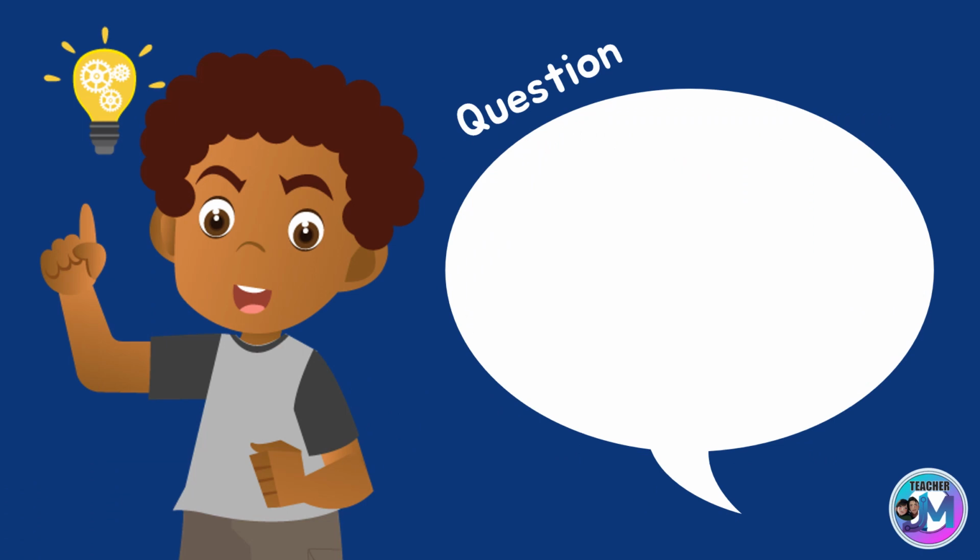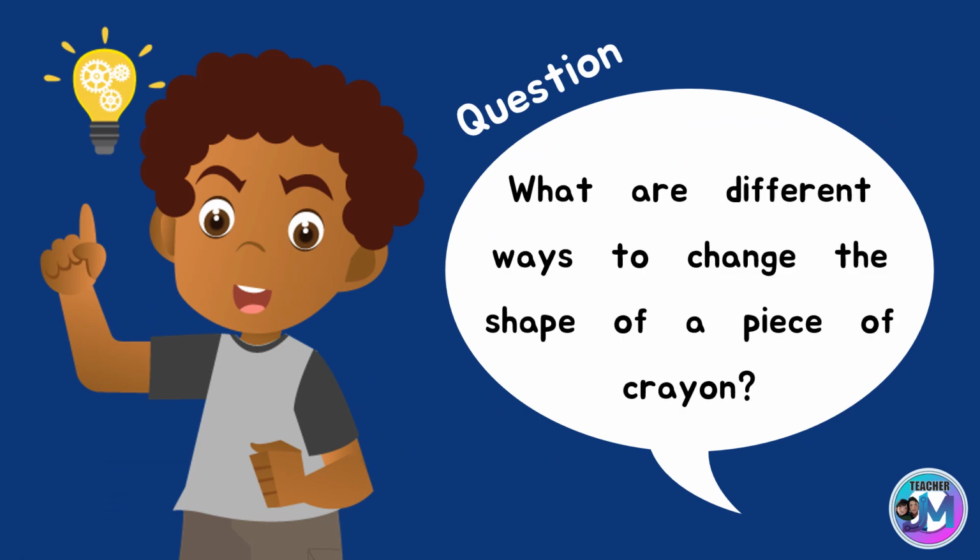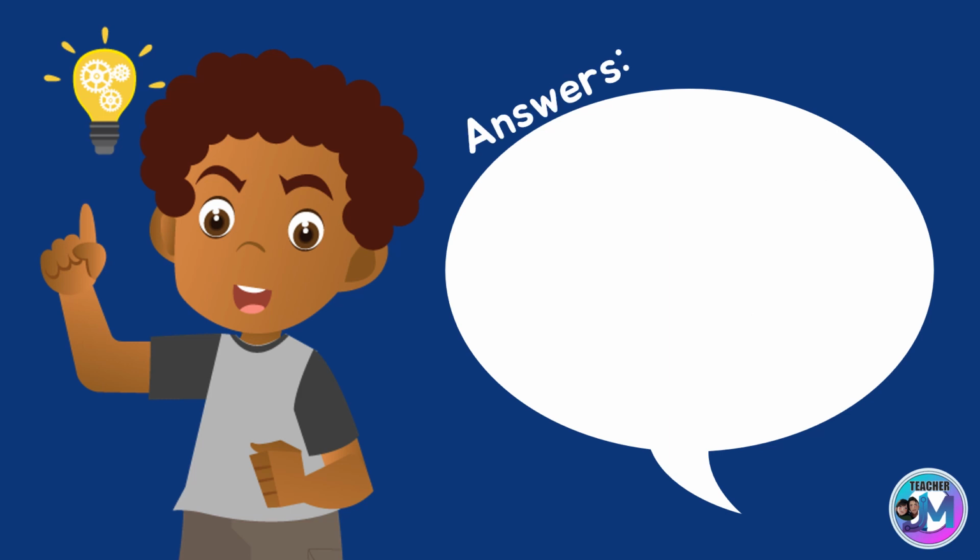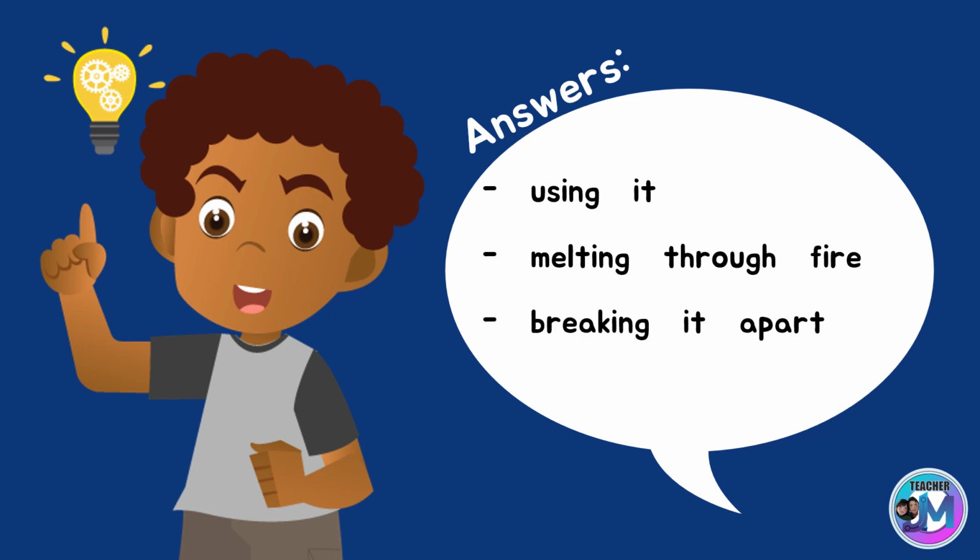Now let's answer this question. What are different ways to change the shape of a piece of crayon? Now let's look at the answers and compare with yours. Are you ready? We can change the shape of a crayon by using it, melting it through the use of fire, or even breaking it apart.